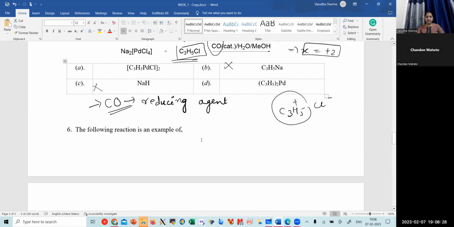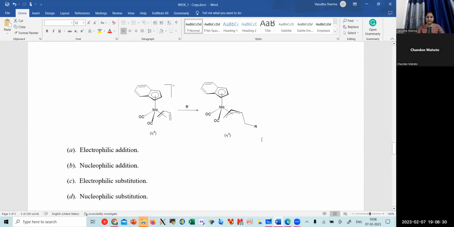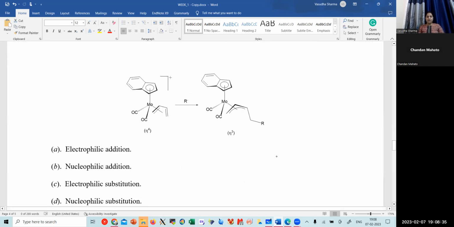Now, moving ahead, the sixth question that we have is here. Don't get worried by looking at the complex structure. It is nothing but a molybdenum complex coordinated with two carbonyl groups and one olefin, which is a diene, and this aromatic ring over here, which is a Cp bound with a positive charge. So here, it is a nucleophile.